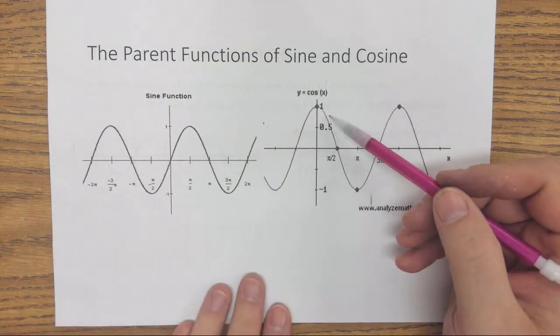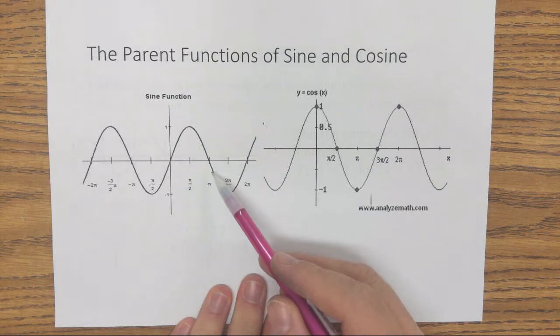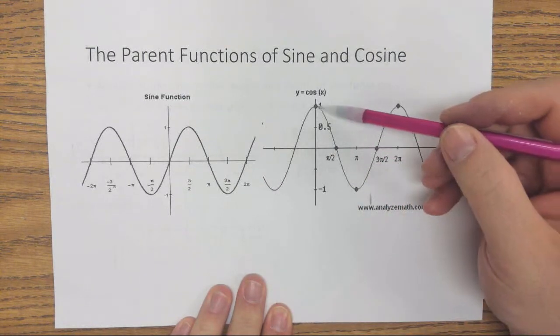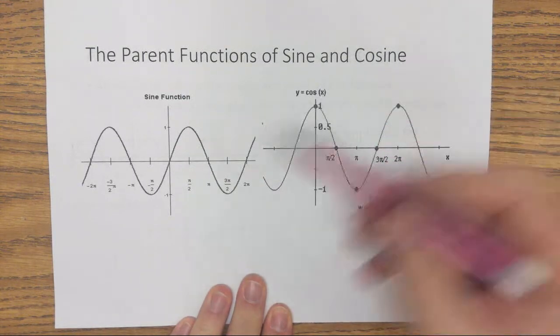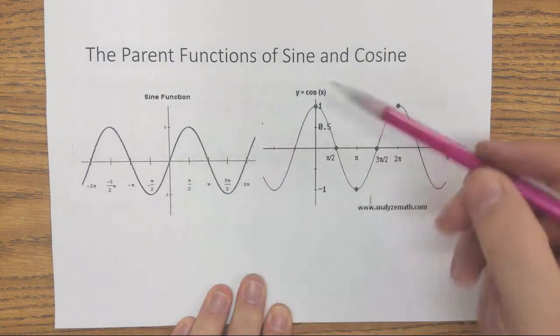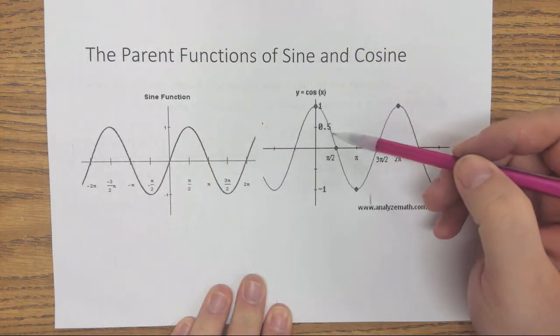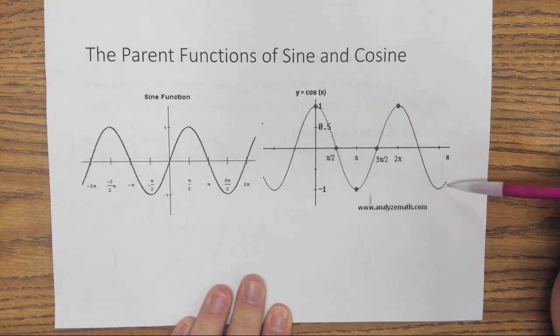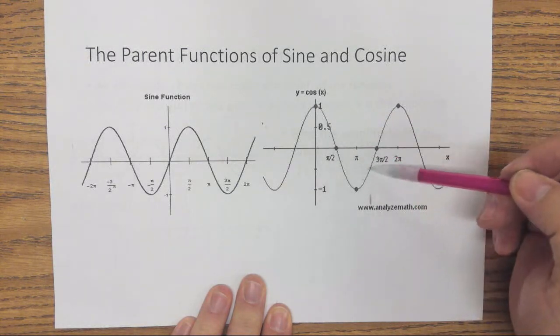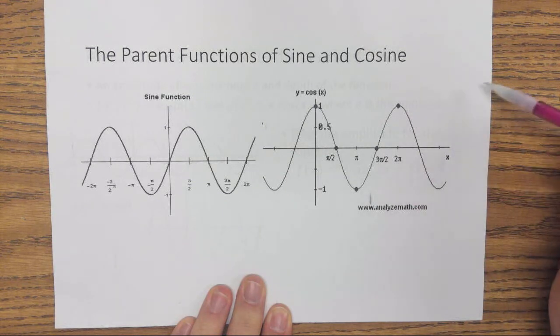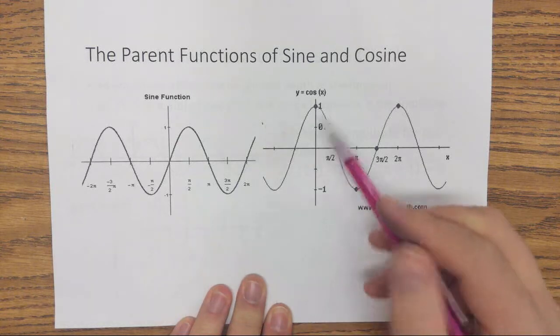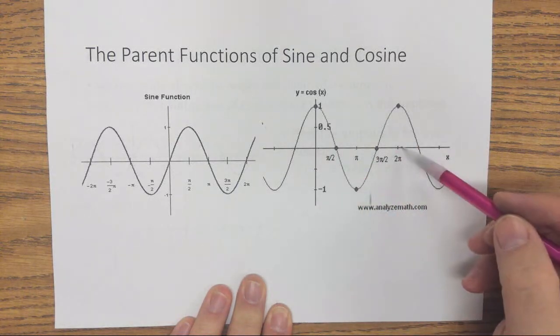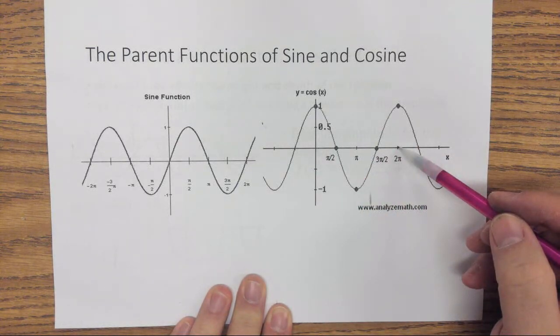Cosine is very similar to sine, except it starts up here at 1 instead of starting at the origin like sine, and it comes down, but it still has that same wave pattern, and it just repeats itself over and over and over again forever. And it also starts at 0 and goes to 2 pi.